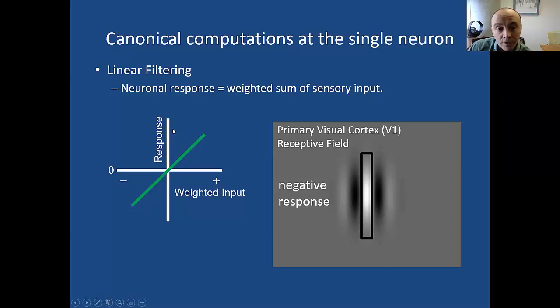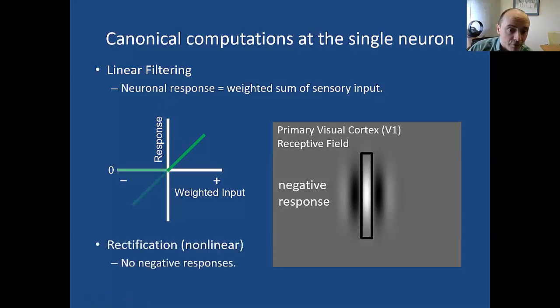There are other computations that are canonical at the single neuron level, which are very important, in particular rectification. So neurons communicate through spiking events. They fire action potentials to convey information. And so there's no negative responses. And so there's a rectification that turns all those negative responses into an output of 0. And so rectification, or this spiking nonlinearity, is another canonical computation, something that you see from effectively all neurons in the brain. But these are single neuron computations.